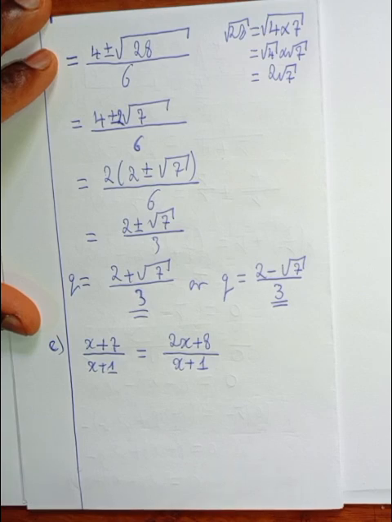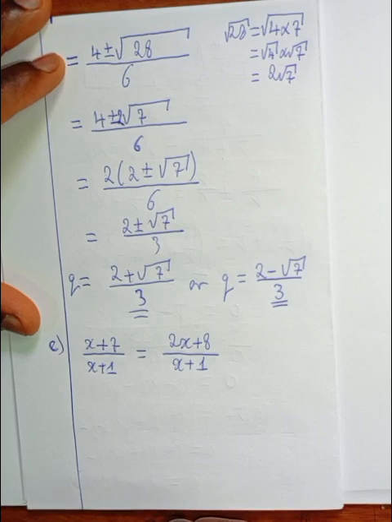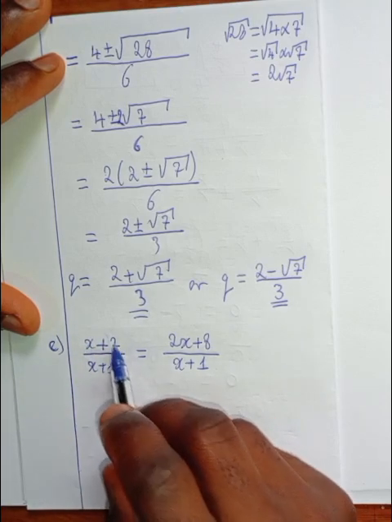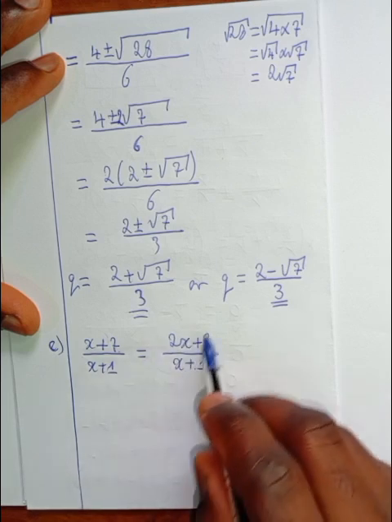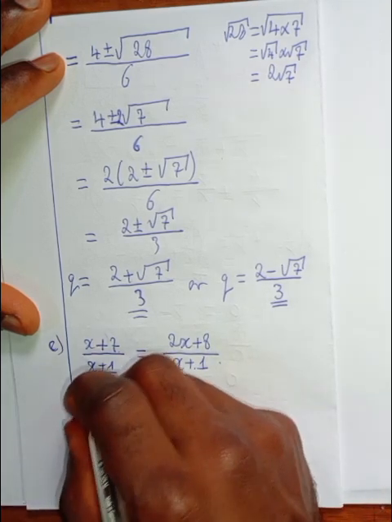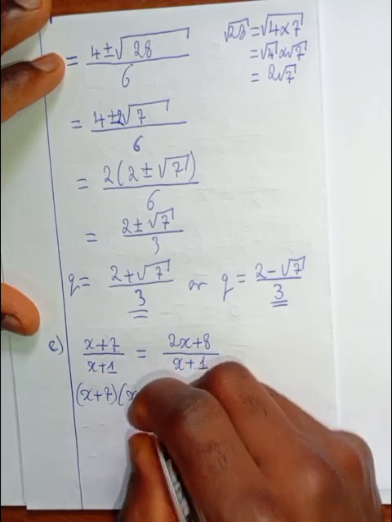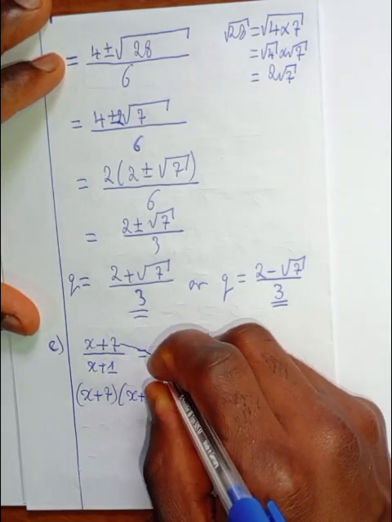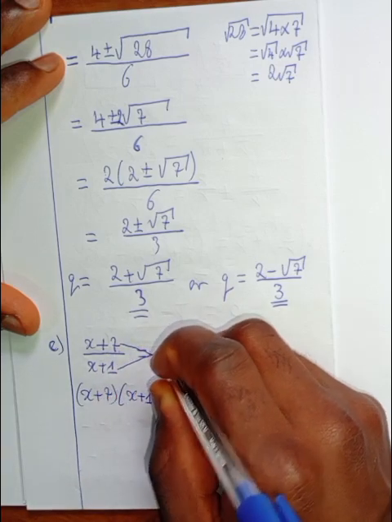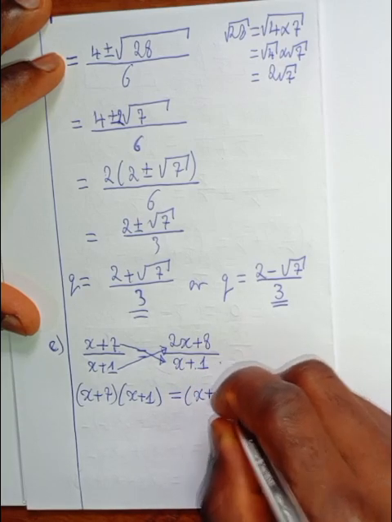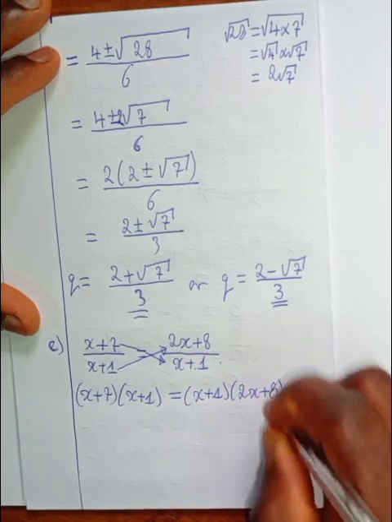For us to solve this question for the unknown x, first thing, we are going to start by cross multiplying. We take the numerator of this algebraic fraction, x plus 7, and multiply it by the denominator of this other algebraic fraction, x plus 1. This will give us x plus 7 times x plus 1. So we take this times this equal to this times this. We put the equal to sign, take x plus 1 times 2x plus 8.